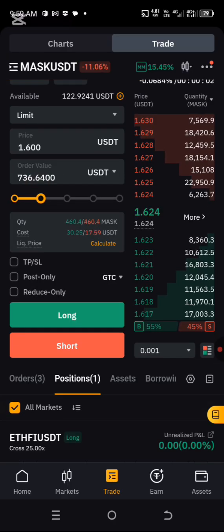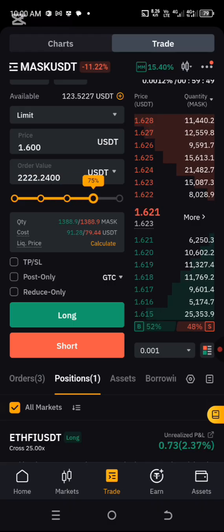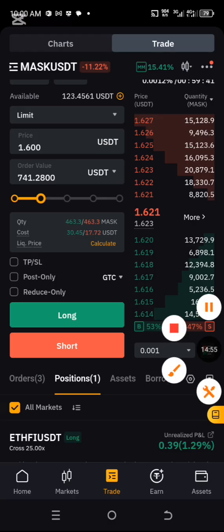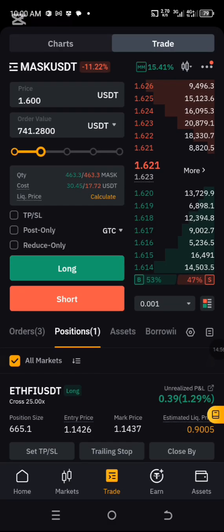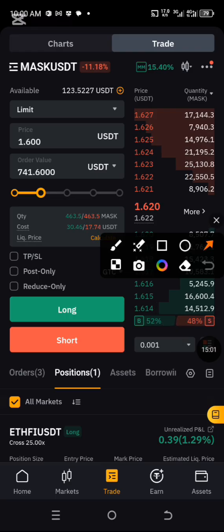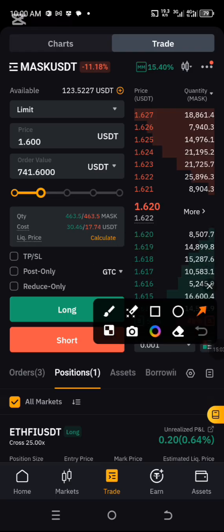You can see that the order value has increased. But if you don't put in the amount of the coin you want to buy, the order will not show. So you can increase to buy any amount. Here I'm buying 25% of my account, as you can see. See the price here, and see the amount I'm spending to buy this coin now.